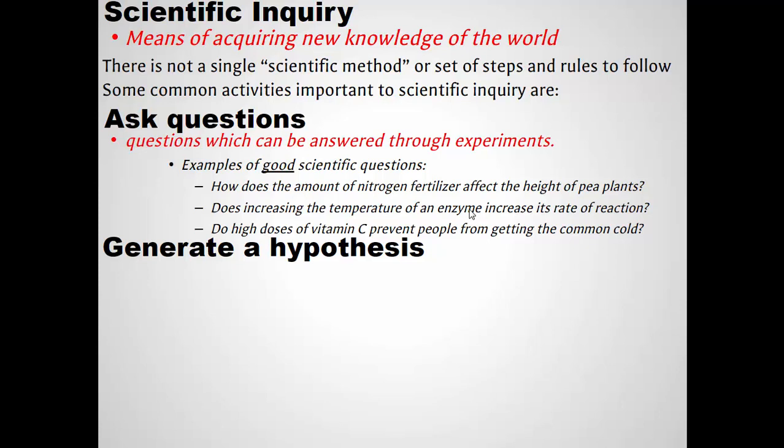So here are some examples. We're going to follow these examples through the next few slides. So we might say, how does the amount of nitrogen fertilizer affect the height of pea plants? That's a very clear question. We could easily set up an experiment that would help us to answer that question. Does increasing the temperature of an enzyme increase its rate of reaction? Do high doses of vitamin C prevent people from getting the common cold? All questions we could ask and answer using experiments.